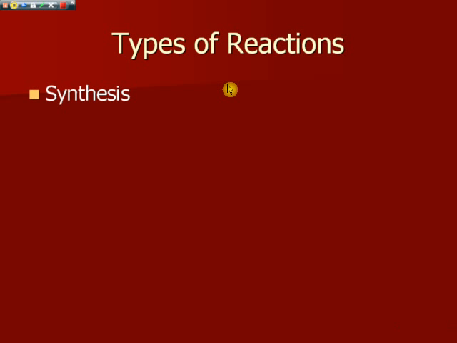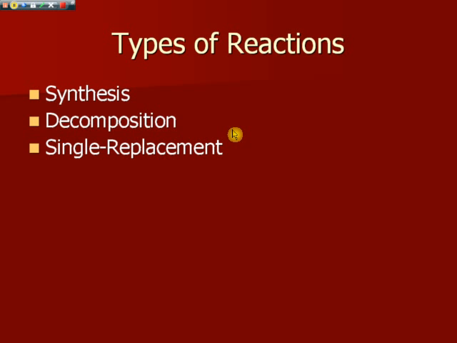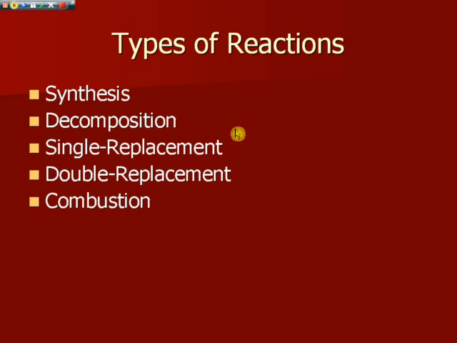The first is synthesis. Synthesis is described as taking 2 things and putting them together to make one. Decomposition, which is the opposite of synthesis, is when you take one thing and break it down into 2 or more things. Single replacement reaction is when one lone element replaces another element of the same kind in a compound. And double replacement reaction typically occurs when 2 ionic compounds trade partners. And our last is combustion.